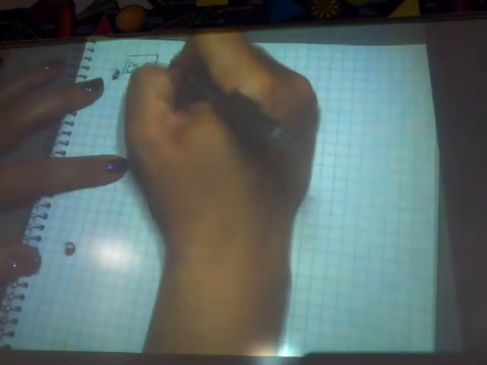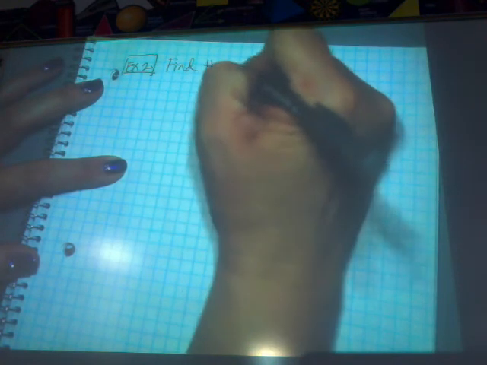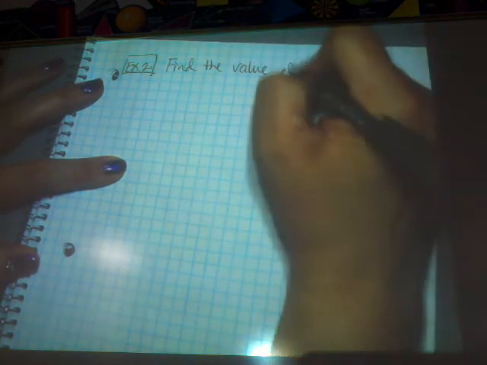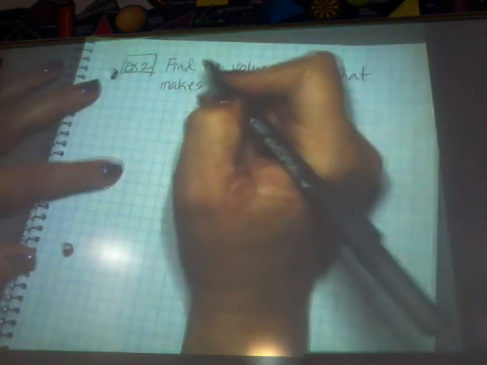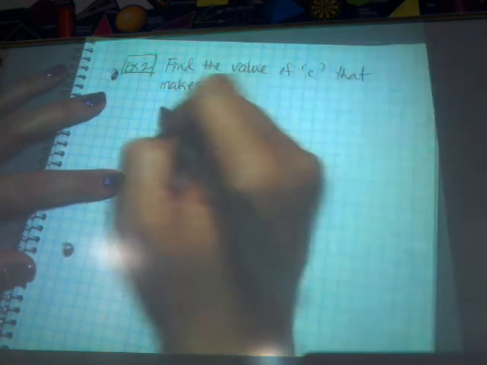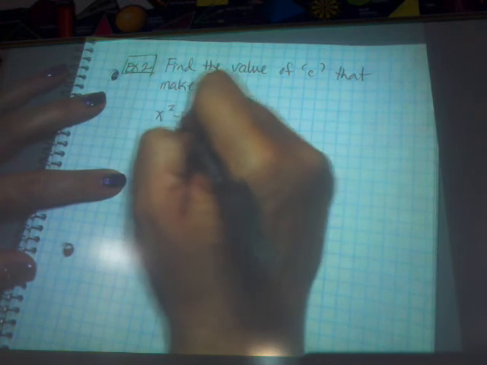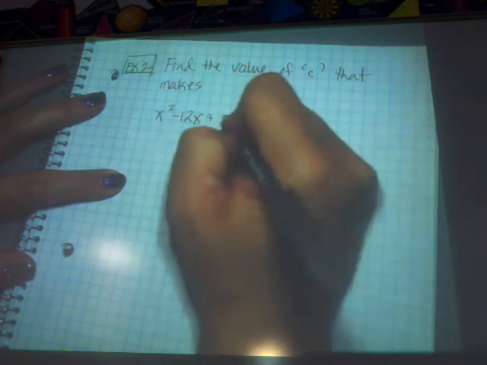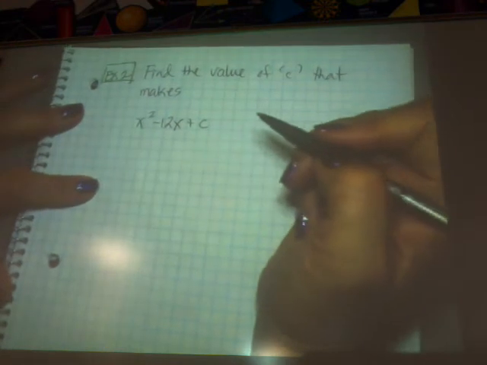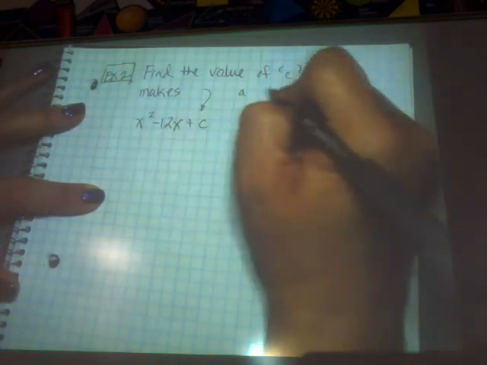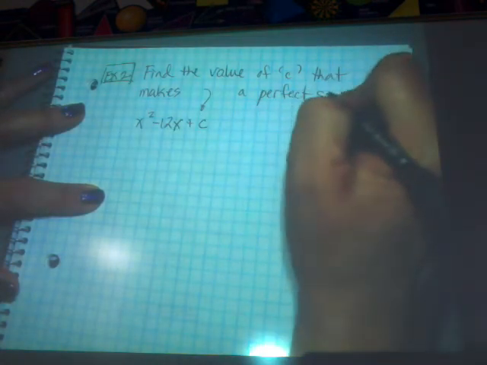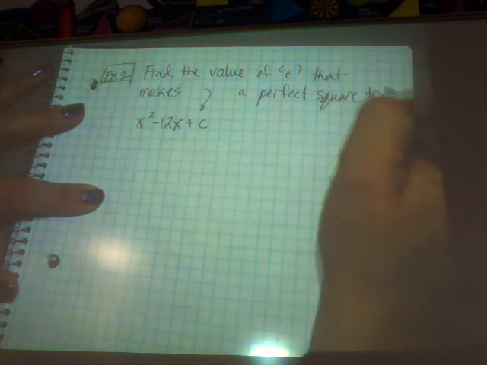You are to find the value of c, that's our constant in the quadratic, that makes x squared minus 12x plus c, and it could be a minus c for all I know, that makes this a perfect square trinomial.